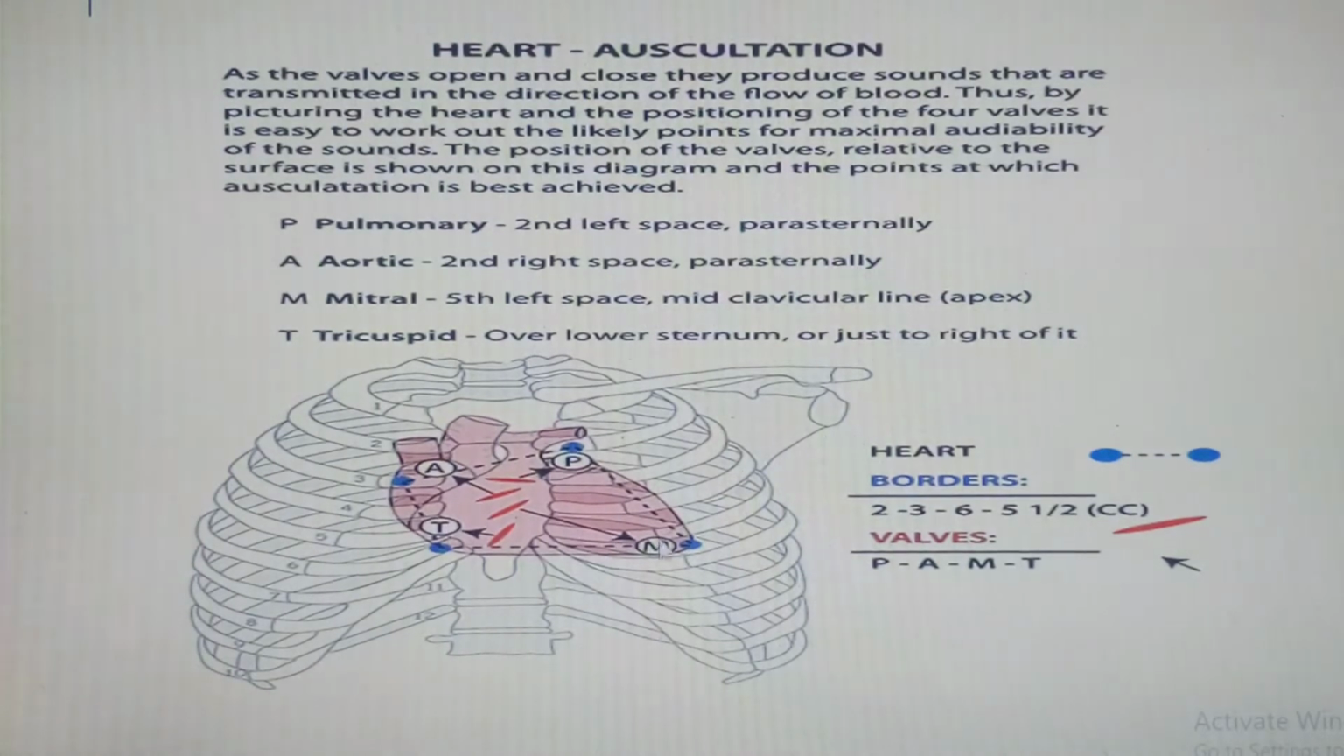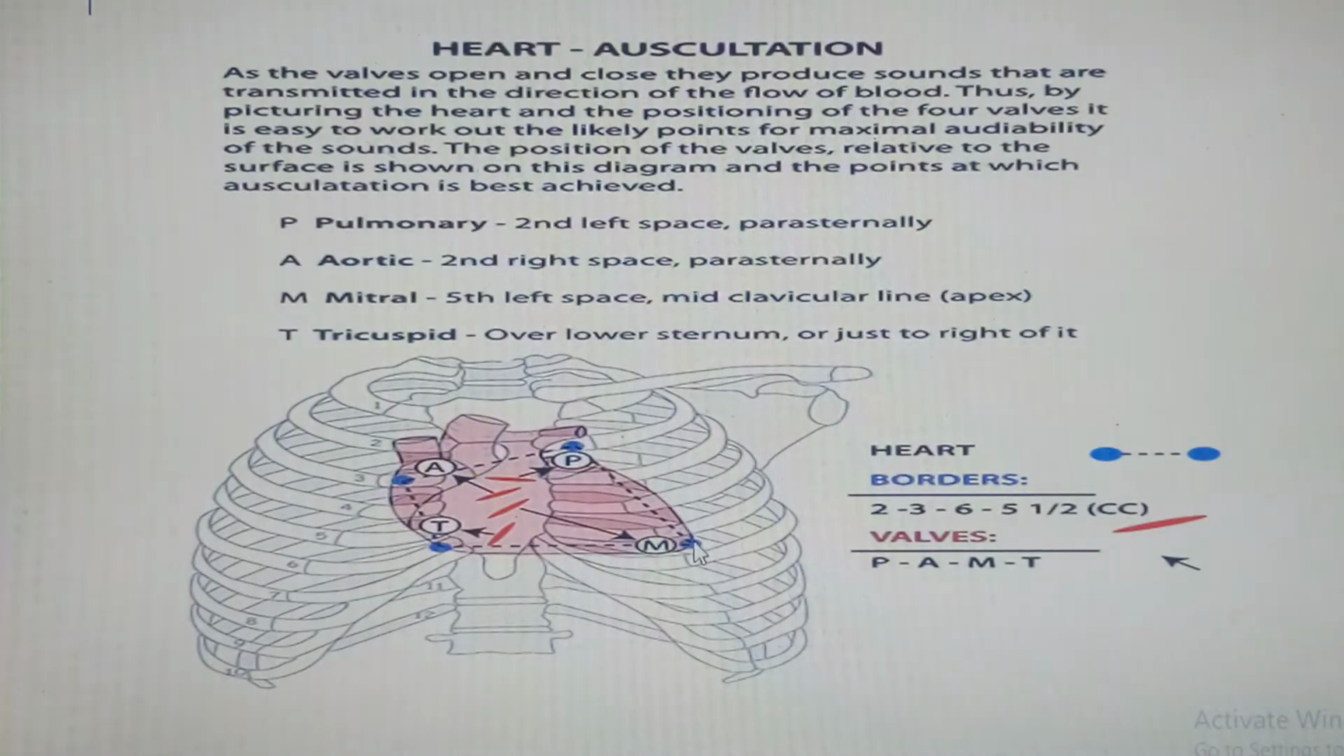Now this time, in the same fifth intercostal space, to the left, we are going to have the mitral valve. But this one will not just be close to the sternum, it will be around the mid-clavicular line. There's a clavicle, and so there's a mid-clavicular line. It will be around there. That is where the mitral sound can be auscultated. So these are the valves that you have to know, so that you know the intercostal spaces where we are going to find them.